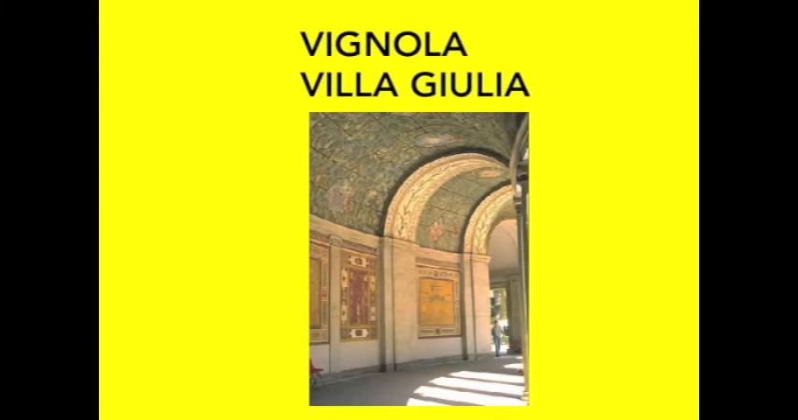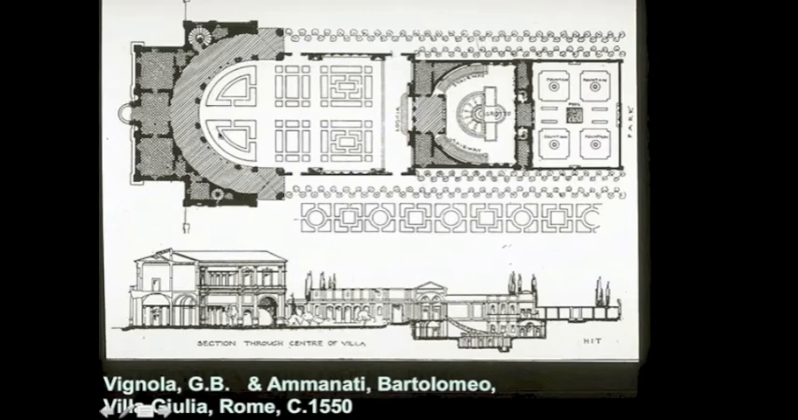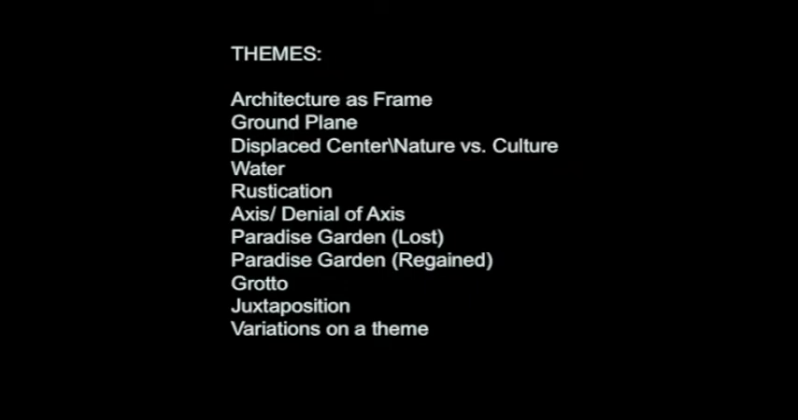We looked last time at the Villa Giulia in Rome, just on the outskirts of Rome, and we saw a number of themes. And these are themes that we first encountered when we looked at the Belvedere by Bramante in Rome at the Vatican, and we saw again at the Villa Giulia. And they are architecture as frame. That the role of architecture in these Mannerist gardens tends not to be a pavilion or an object in the garden or a destination, but really a kind of frame that measures out the space that you move through and might act as a filter or a threshold or a boundary between different conditions.